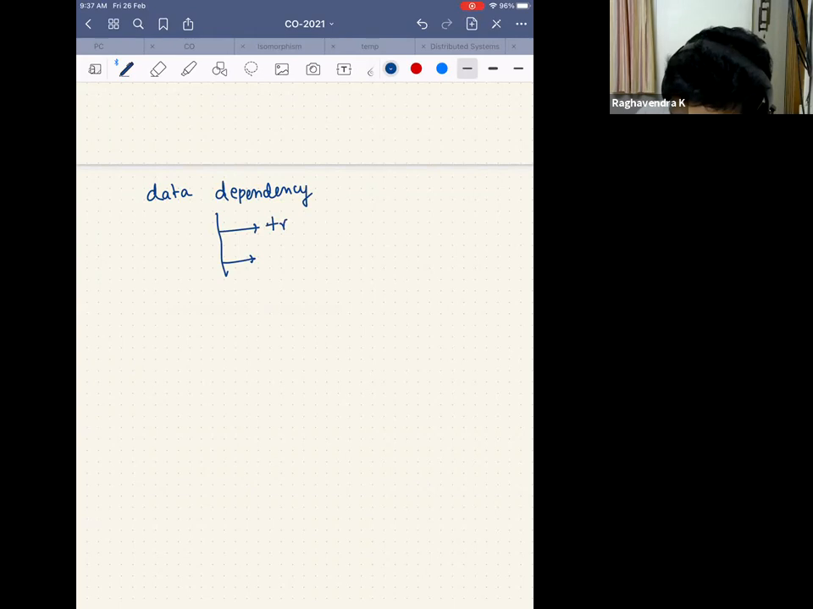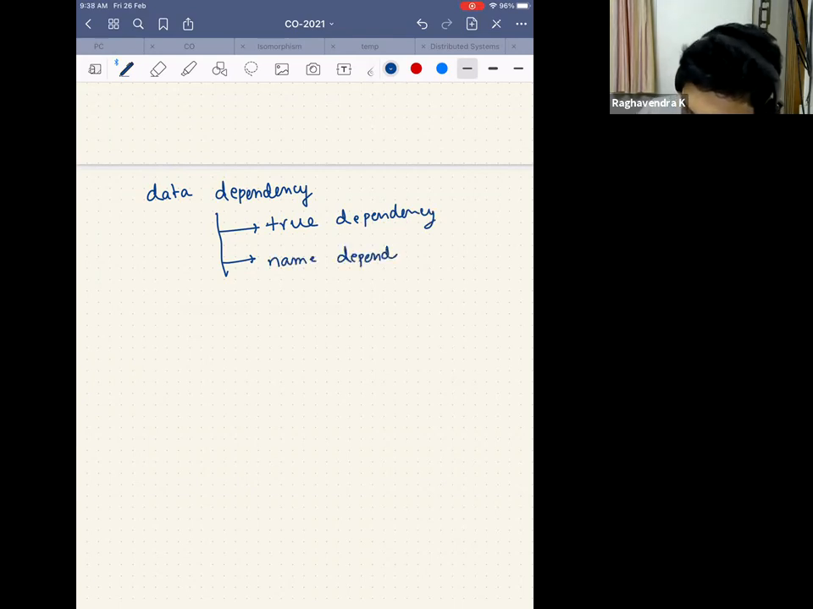So there are different kinds of dependencies in the instructions. The one is called the data dependency. And I can divide the data dependency into two things. The one dependency is true dependency. The other is name dependency. We'll see each one with an example.